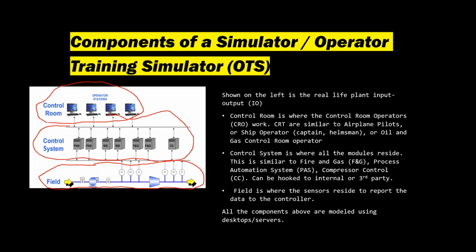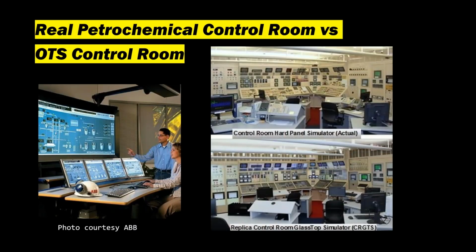Now you get the idea of what the whole system looks like. It's not necessarily too complicated. These are the three major components. And you can look at the real petrochemical control room, courtesy of ABB. So this is the real control room. I think a lot of our friends here that work in petrochemical are very familiar with the control room and how you communicate with it, whether to turn off a certain side of the plant and then do something about it. So this is the real one, and this is the simulator one.